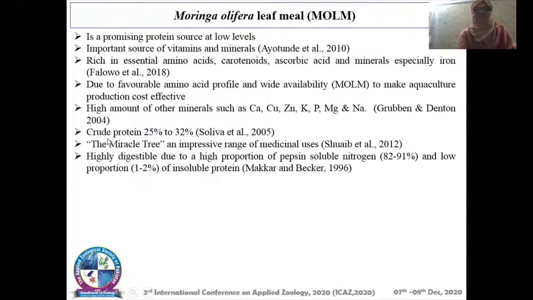The leaves contain crude protein of 25% to 32%. It is a miracle tree, has an impressive range of medicinal uses, and is highly digestible due to a high proportion of pepsin-soluble nitrogen, 82 to 91%, and a low proportion, 2%, of insoluble protein.